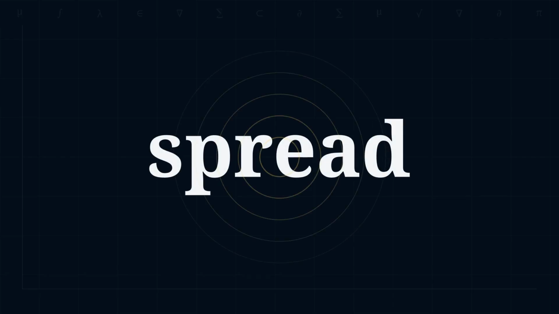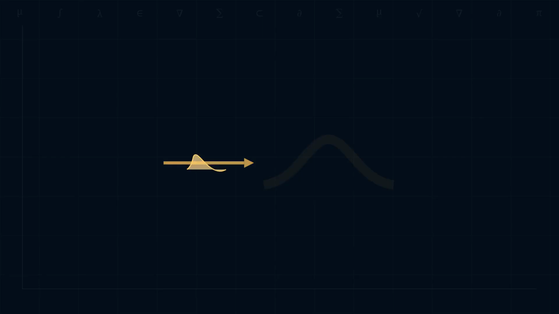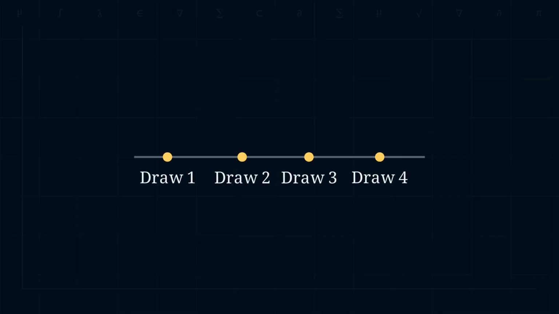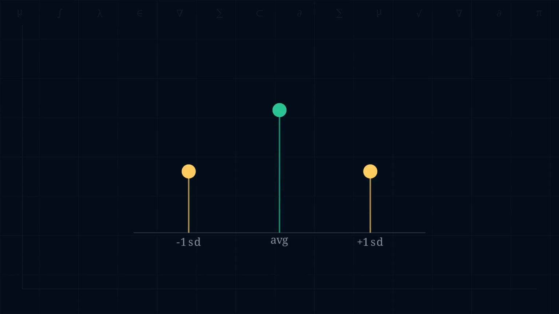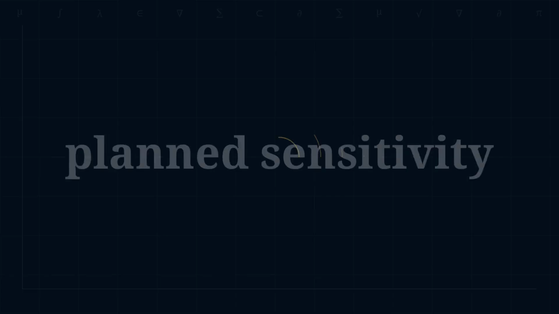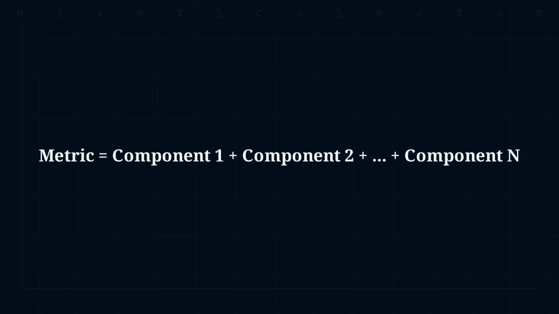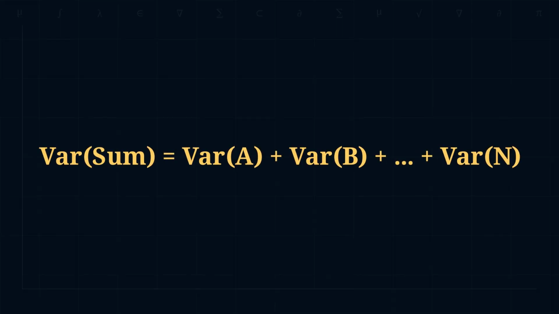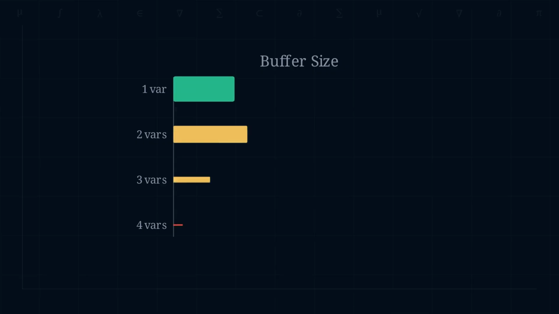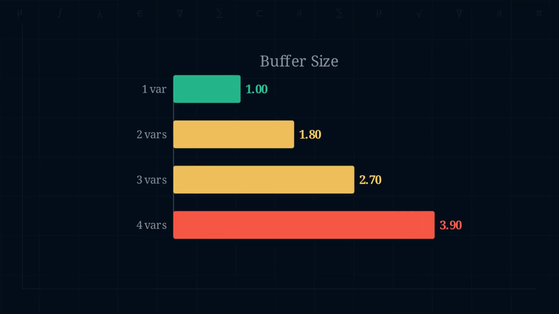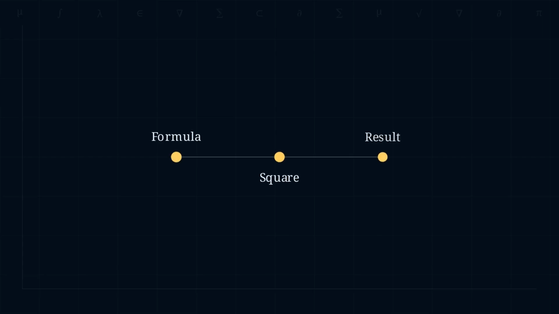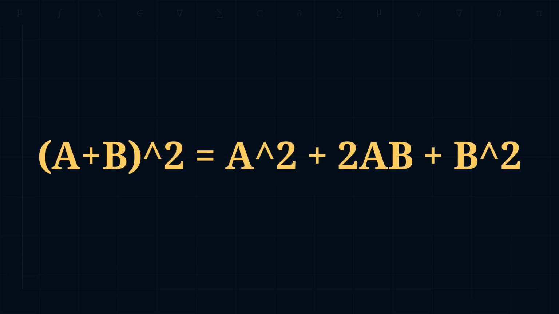For forecasting and simulation, spread is the input that turns a point estimate into a distribution of possible outcomes. You can simulate scenarios by drawing values around the average using the measured standard deviation as the scale. This shows your plan's sensitivity before you experience it in production. If a downstream metric is a sum of independent components, the variance of the sum is the sum of the variances, which gives you a quick way to size buffers and to understand compounded risk. Again, this comes directly from the way squaring makes variance play nicely under addition.